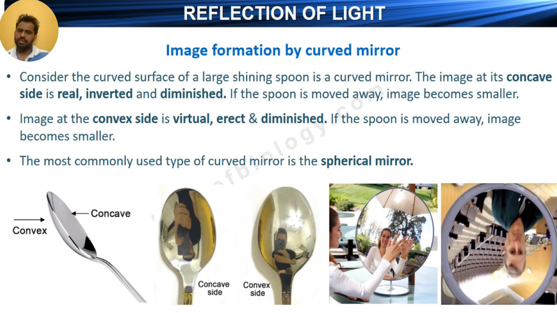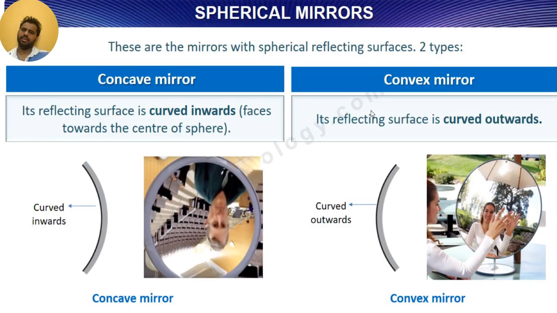The most commonly used type of curved mirror is the spherical mirror. Let's move ahead. Spherical mirrors. There are two types of spherical mirrors: one is concave, one is convex. If we see a spoon, the part from which we eat is concave, and convex is the other side. A concave mirror is always curved inwards. A convex mirror is always curved outwards. In a concave mirror, the reflecting surface is curved inwards, facing towards the center of the sphere. In a convex mirror, the reflecting surface is curved outwards.